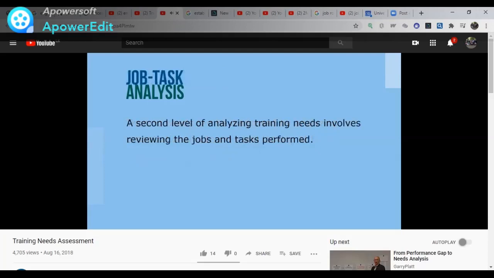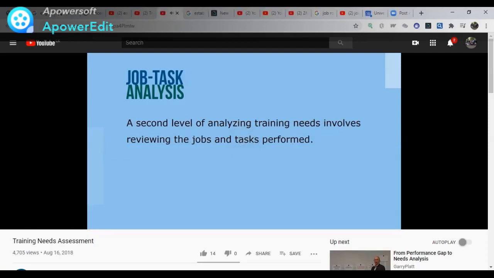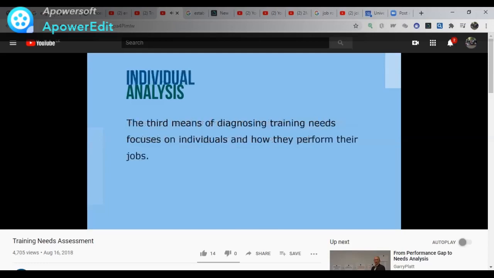A second level of analyzing training needs involves reviewing the jobs and tasks performed. Comparing worker skills in a job category to the skills needed for successful job performance can identify gaps that can be filled by training. The third means for diagnosing training needs focuses on individuals and how they perform their jobs.